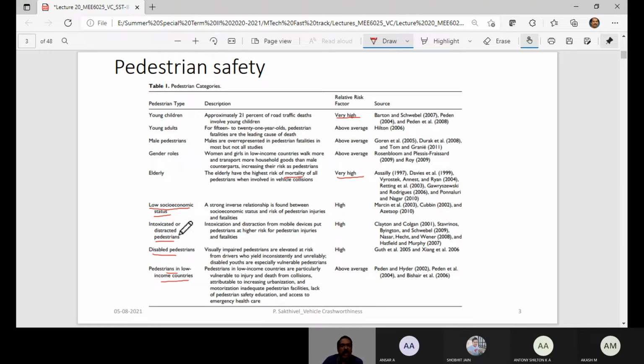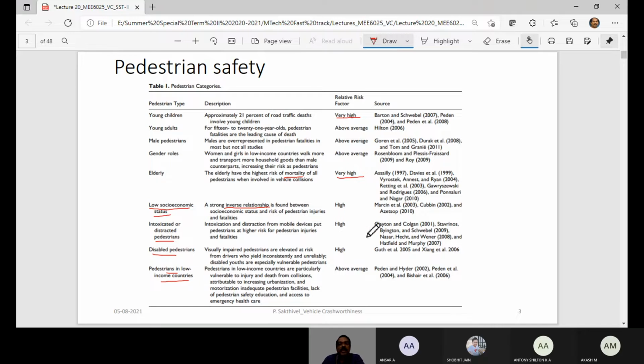And also you see here low socio-economic status. A strong inverse relationship is found between socio-economic status and risk of pedestrian injuries and fatalities. What is this strong inverse relationship? The higher the socio-economic status, the lesser the pedestrian injury. This is all from the US standard, and the data in this table is compiled referring to this particular publication.